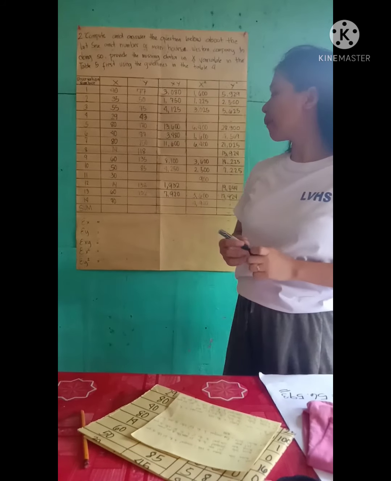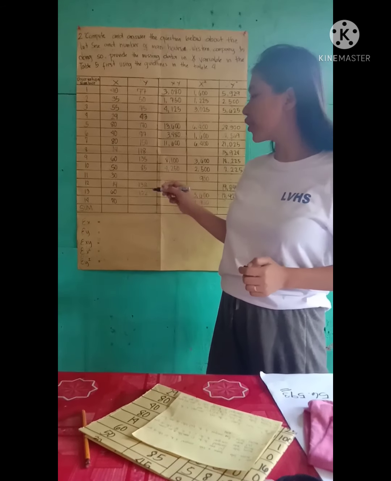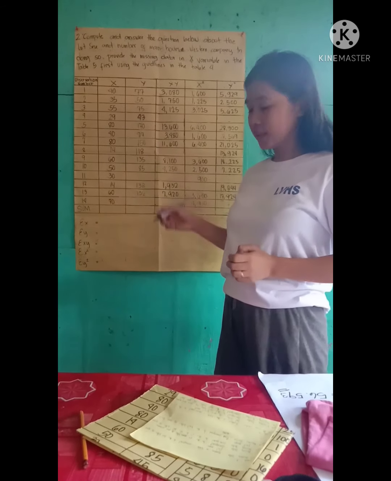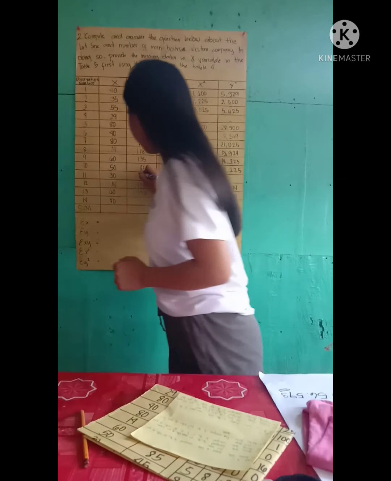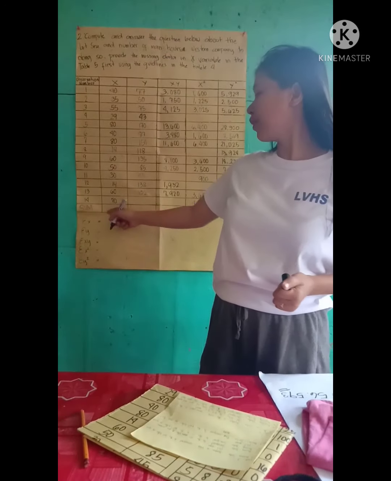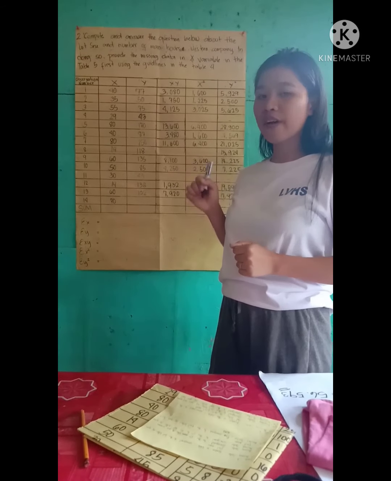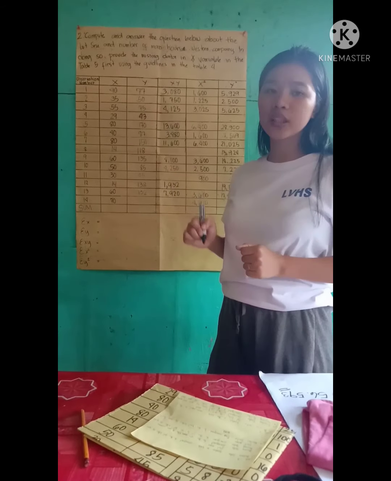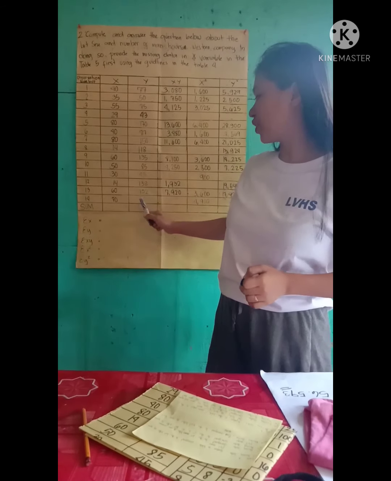In number 11, 2 times 30 minus 15 is equals to 45. And in number 14, 2 times 70 minus 15 is equals to 125.